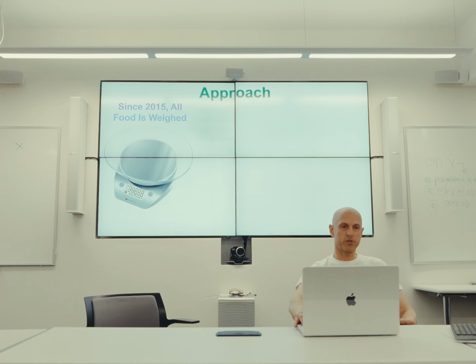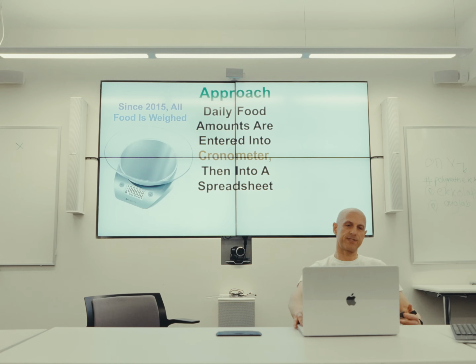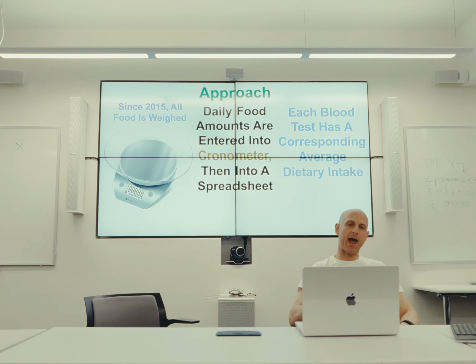So in terms of the approach, I've weighed all my food, and it just doesn't apply to food. This applies to fitness metrics, sleep, days I've worked out. I mean, I'm tracking basically everything, but I'm only going to focus on food for now. So I weighed everything with a food scale since 2015, entered that into Chronometer, which is a diet tracking app, and then I take that data and I put it in a spreadsheet. So I've got macros, micros, individual foods. So then each blood test has a corresponding average dietary intake.